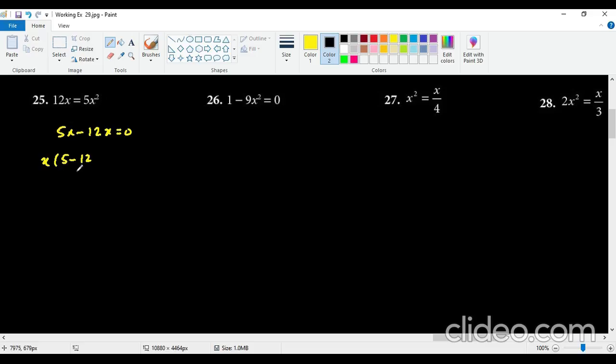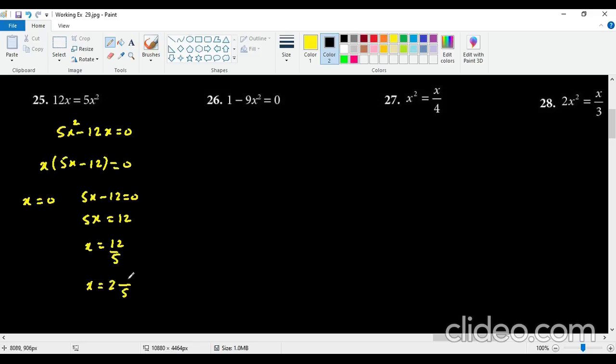For question number 25, it's 5x square. So inside it's going to be 5x minus 12, like this one. x is common, so x times (5x minus 12) equals 0. That means the first value of x is 0, and 5x minus 12 also equals 0. So 5x is equal to 12, and x is equal to 12 over 5. So I can write this as 2 whole 2 over 5.